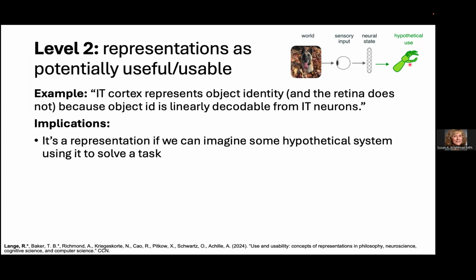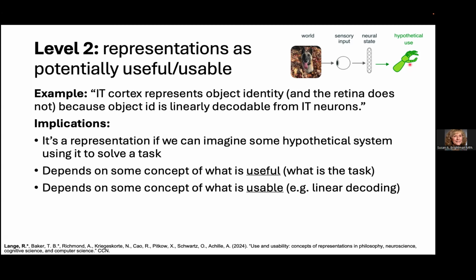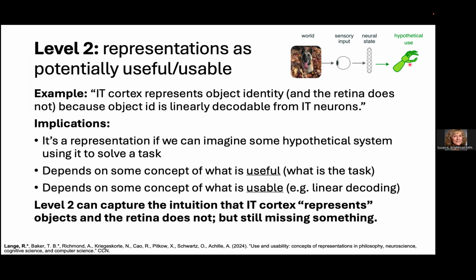The implication of level 2 is that we say something's a representation if we can imagine some hypothetical system using it to solve a task. And so our definition of what is a representation is going to come down to what is our notion of the task, what is useful for the system, and what does it mean for this information to be available or usable, for instance, the idea of something being linearly decodable. So level 2 lets you capture the intuition that some part of the brain represents objects and maybe earlier parts of the brain do not. But this definition is still missing something according to some.